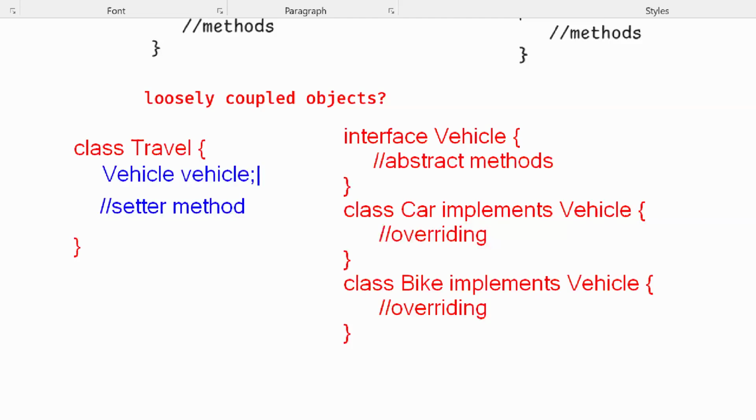Rule number two. In the dependent class, only create an interface reference variable. Only create what variable? Interface reference variable. Don't create an object, only an interface reference variable, and define a setter method. Of course, you can also define a constructor. Either a setter method or, instead of a setter method, you can define a constructor also.